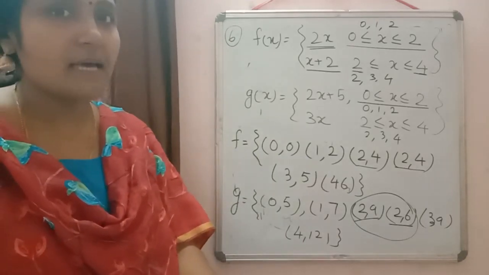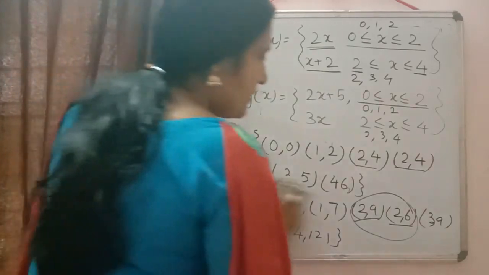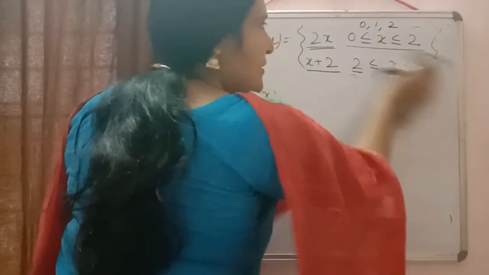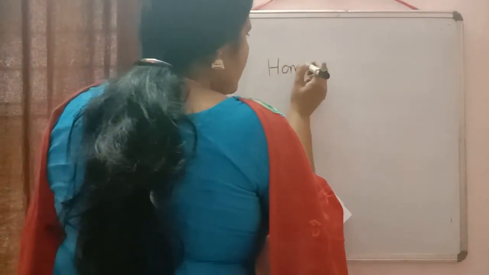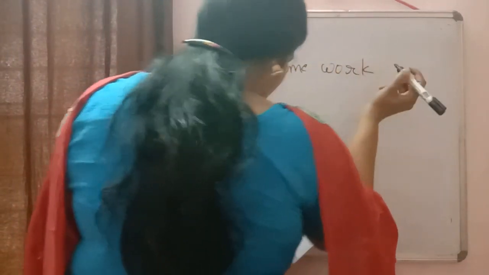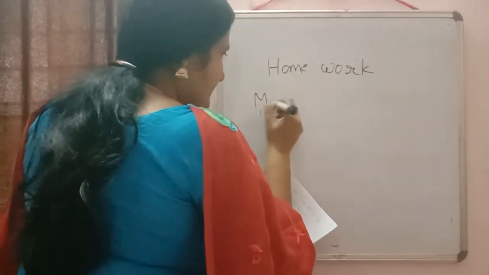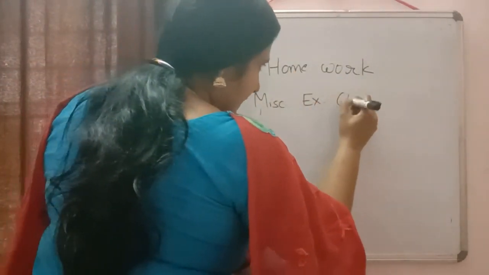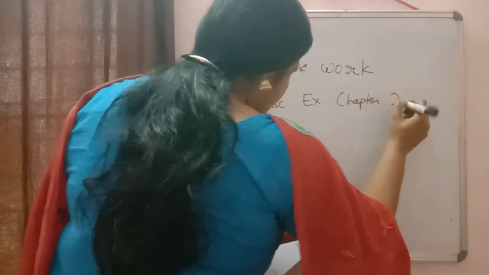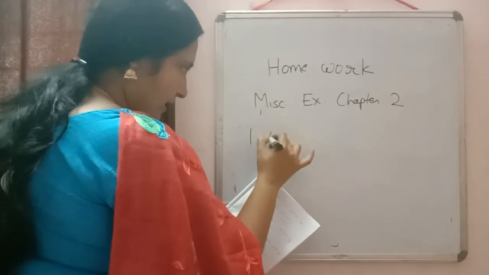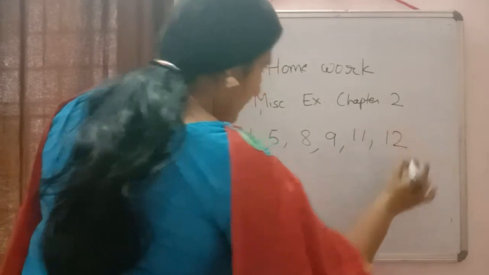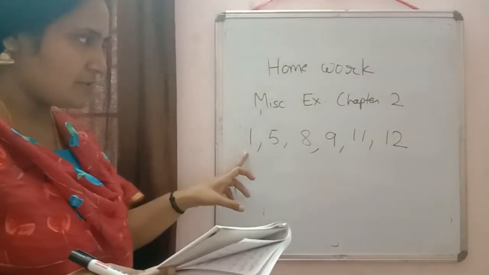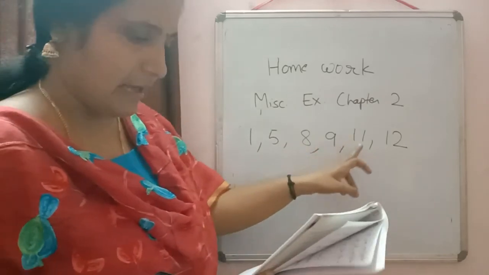So I think these concepts are clear to you. These patterns are given in your textbook, miscellaneous exercise. So I explained how to do all the questions, and all of you write down your homework. Your homework is miscellaneous exercise, chapter 2. In chapter 2, you have to do question number 1, 5, 8, 9, 11, 12.